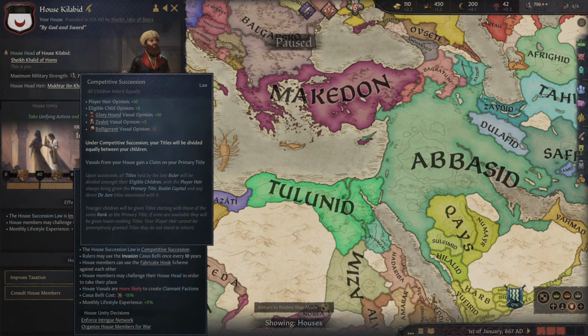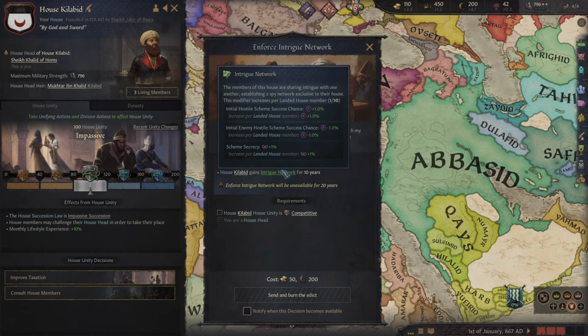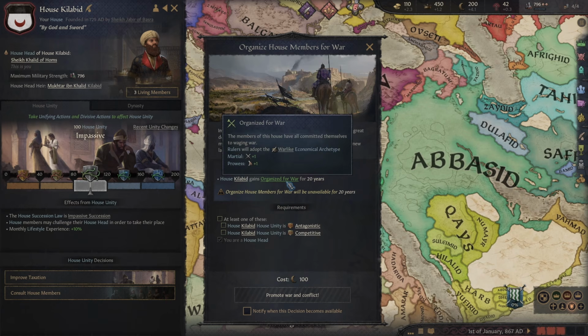Anyway, you also get competitive succession, which is, as far as I can tell, the same as regular partition, where all eligible children inherit equally. And the house unity decisions for competitive are enforce intrigue network, which improves your scheming, and organize house members for war, which gives you 1 martial and 1 prowess.